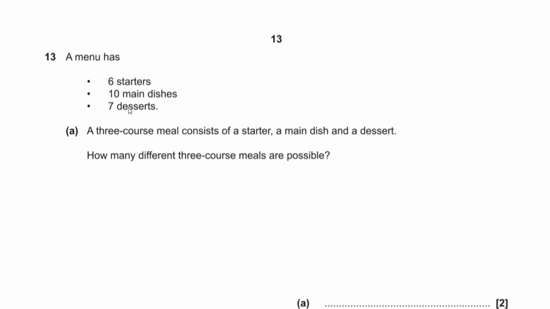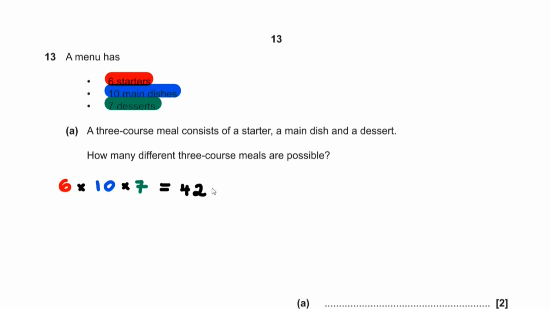Question number 13. A menu has 6 starters, 10 main dishes and 7 desserts. Part A, a 3-course meal consists of a starter, a main dish and a dessert. How many different 3-course meals are possible? So, we've got 6 starters. We have 10 main dishes. And then we've got 7 desserts. And if I multiply these together, that tells me how many different combinations are possible. And it turns out we get 420.